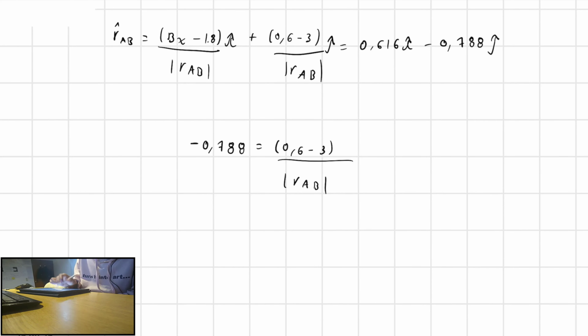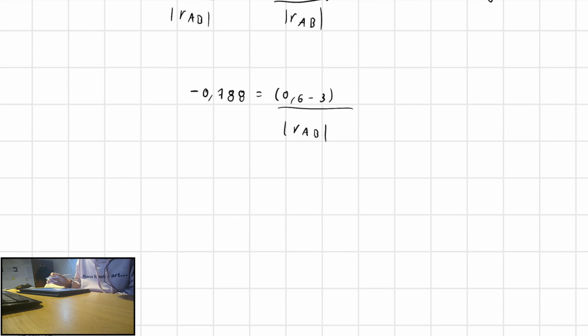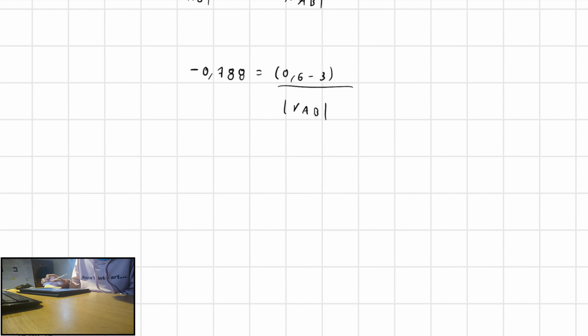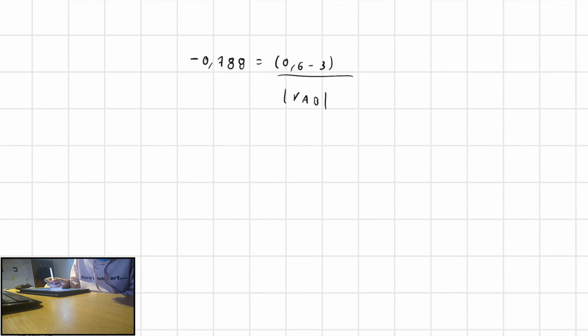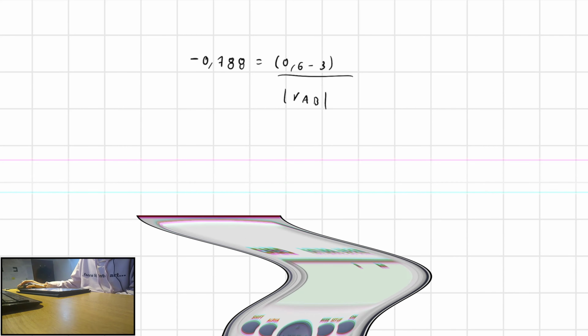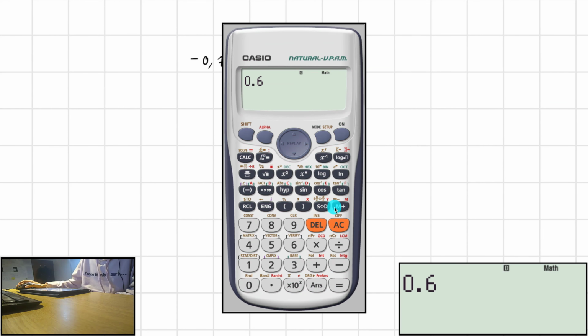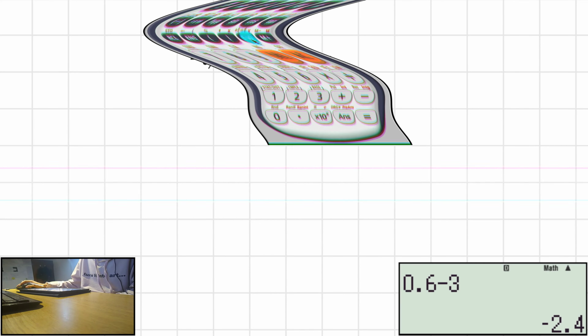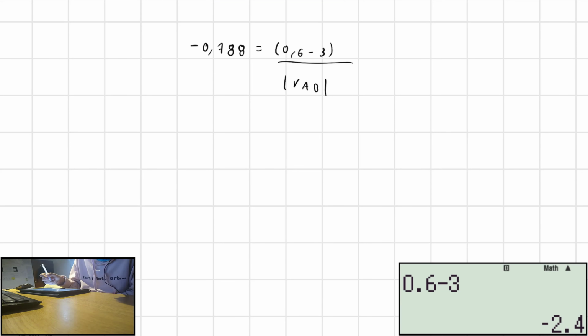Alright, now because of this I can find this unknown, right? So all I have to do is subtract 3 from 0.6. So 0.6 minus 3 is equal to minus 2.4. So right here I have minus 0.788 is equal to minus 2.4 divided by the magnitude of RAB.